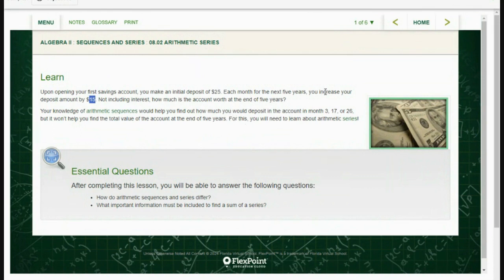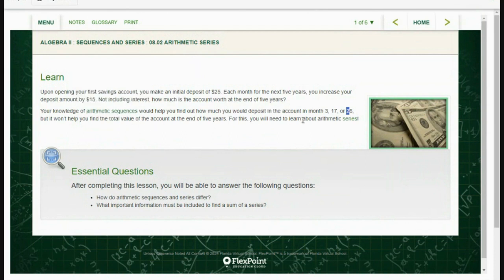Now it says increase your deposit. That means the next month we're depositing $40, because we deposited 25 and then we increased that to 40, and then we increased that to 55 the next month, and then we increased it. So we must be getting some good money by the time we're 5 years in, because that's adding a lot. So sequences wouldn't help you find out how much you would deposit in the account in 3, 17, 26, any of that. Because sequences is just the next number. But it'll help us find that, because that's what we learned last week.